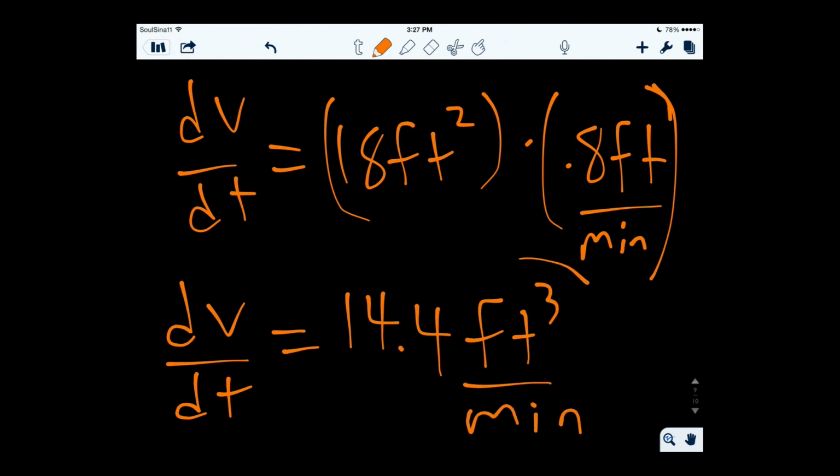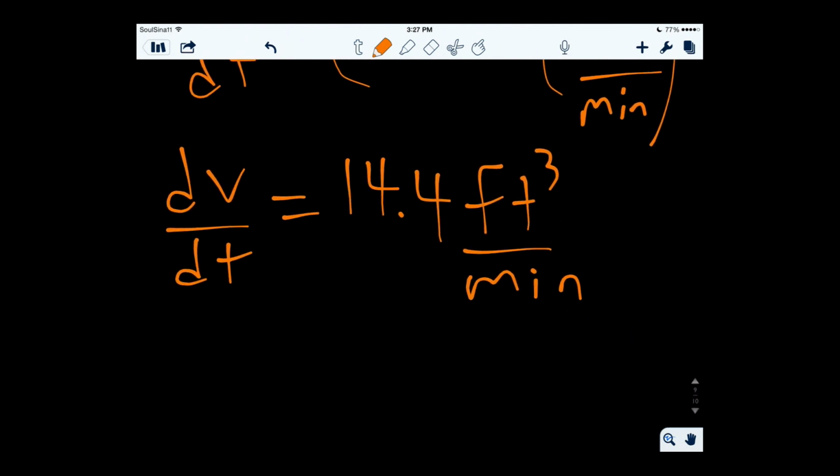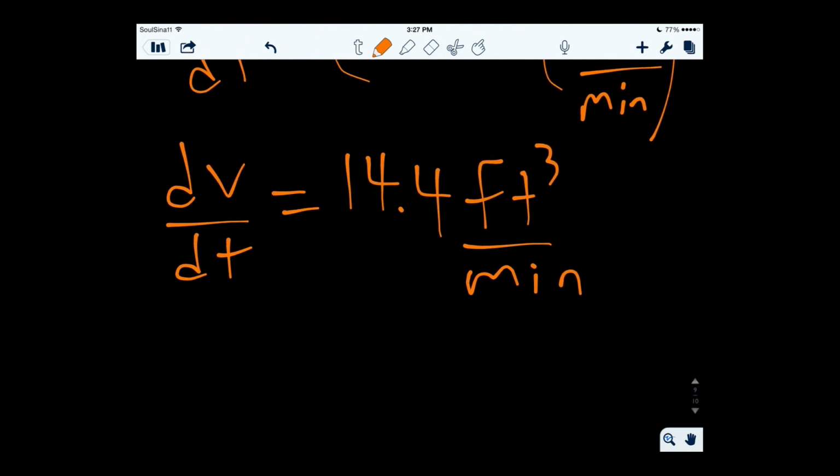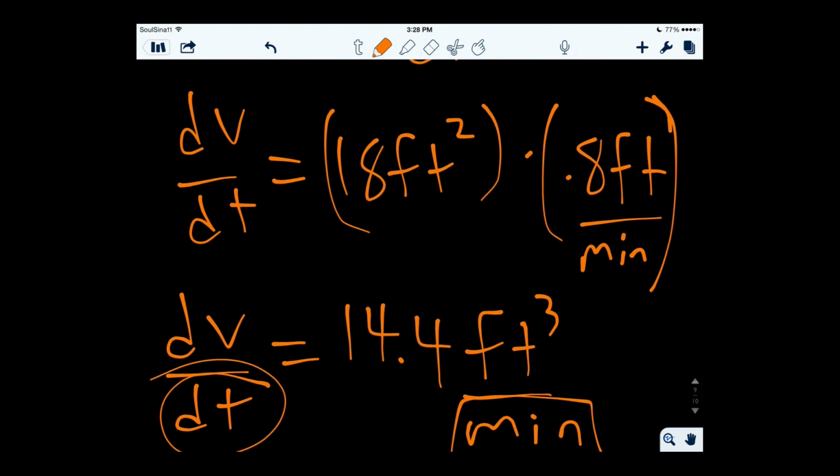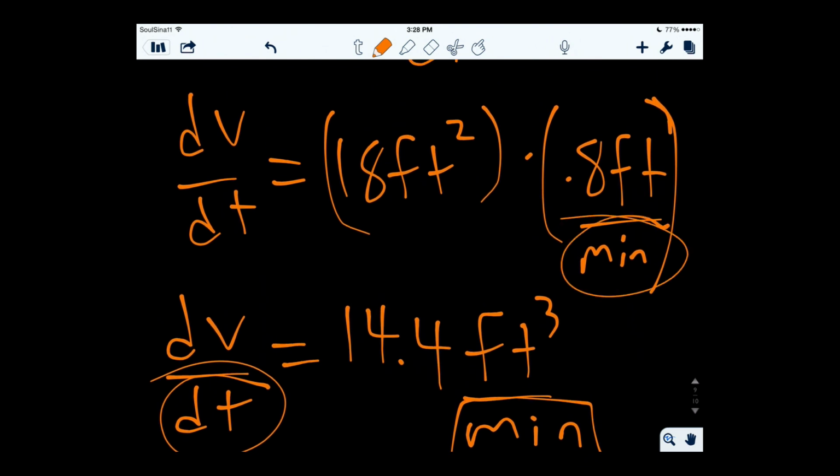Again, we know it's feet cubed for two reasons. One, we're doing feet squared times feet in the numerator. And two, we should be getting feet cubed because we are calculating volume. Or rather, whatever the unit of measurement we are using, that unit of measurement cubed. So it could be centimeters cubed, meters cubed, inches cubed, whatever. And because we are calculating that change with respect to time, it's going to be over minutes.